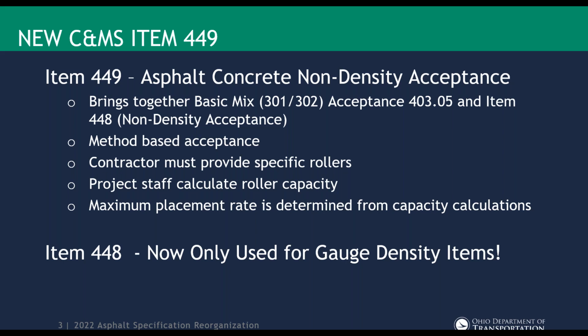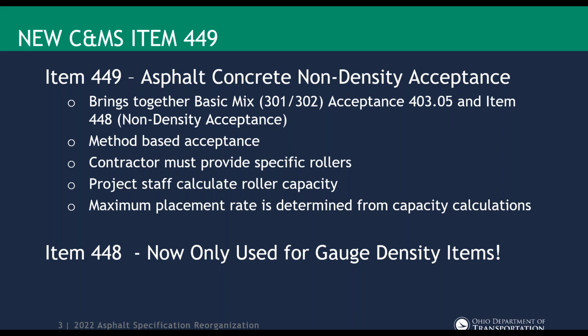And that means that item 448 is now only used for gauge density items. So if you had an item that is, again, under the inch threshold, or a variable course, or driveways or things like that, those are all going to be moved and have 449 parentheses extensions to them. Now the 448 will only be used for gauge density items, and the designer is going to have to make that choice when you set up the plans.